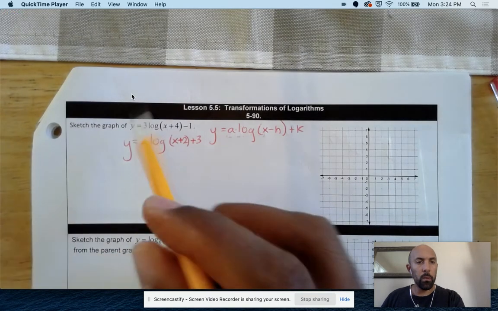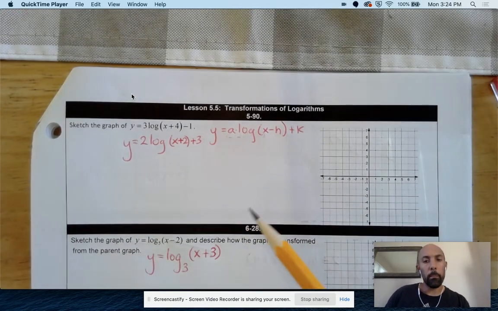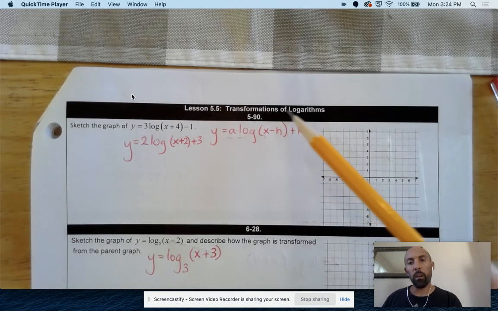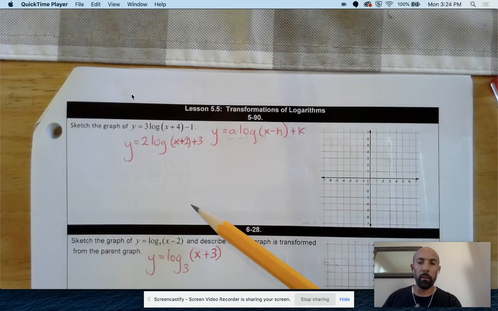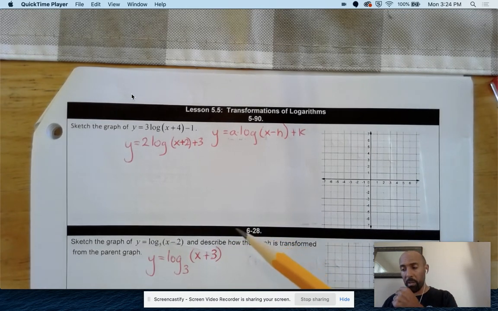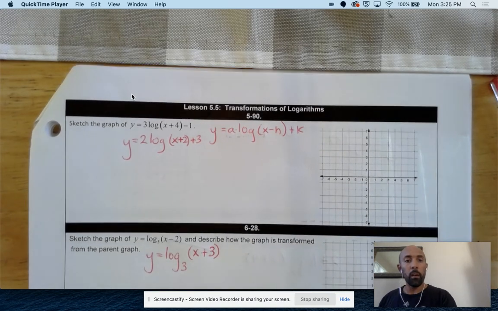Okay, so you're going to be sketching some graphs on these first two problems, and we're looking at how logs transform. So if you remember in the last homework packet, we were looking at different transformations of different functions. We're going to be looking mainly at logs in this first part of the packet.